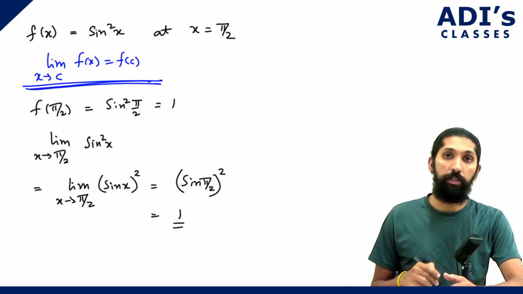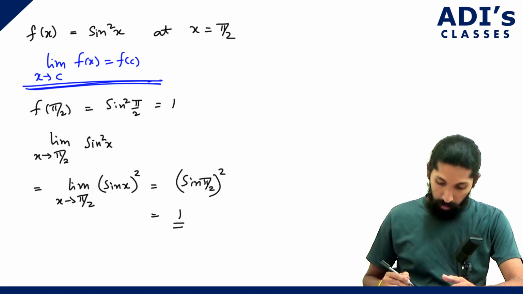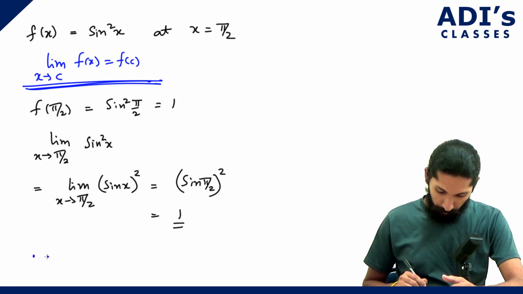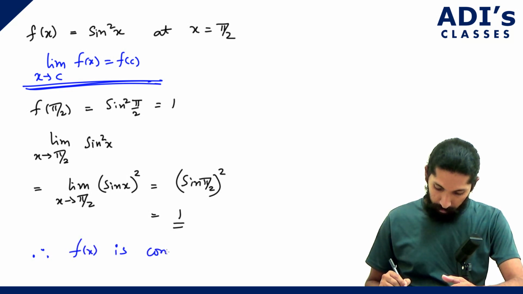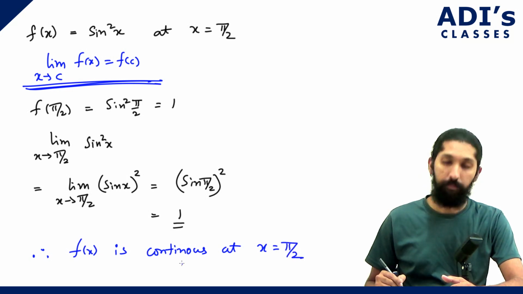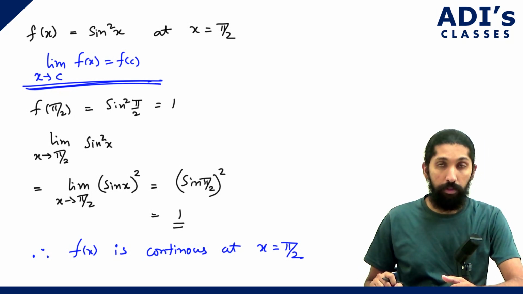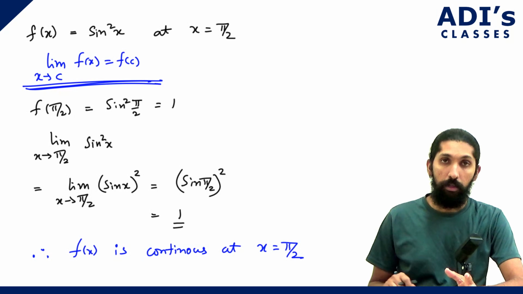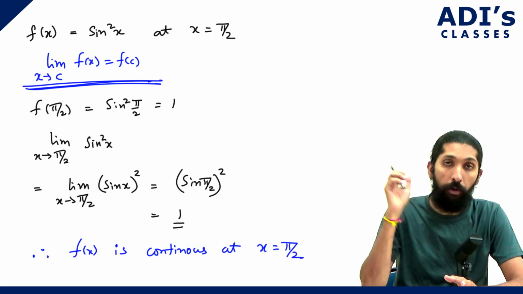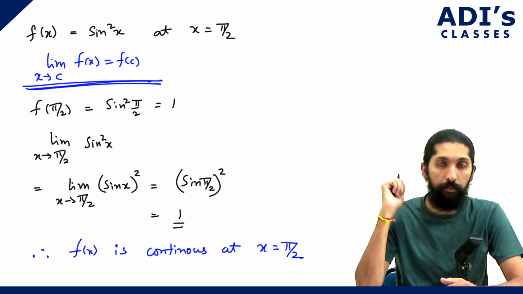Since we know this condition is true, what can we conclude from this? You can say, therefore, f of x is continuous at x is equal to pi by 2. Understood? Now, this is for a particular point. In the next one, we'll look into the next example.